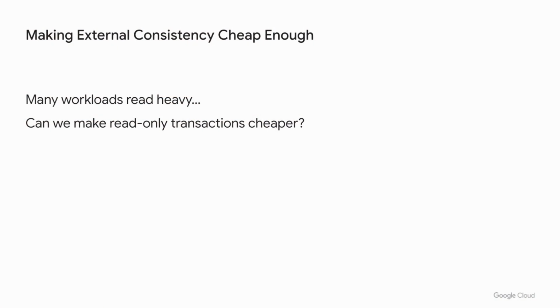I was being a little bit glib earlier when I said, users expect external consistency, so we should give it to them. In actual fact, if external consistency was really expensive, we would just throw up our hands and say, I'm really sorry, but it's too expensive and we can't give it to you. So the trick is, can we make external consistency cheap enough? Our observation was that many workloads are read-heavy, and so if we made read-only transactions cheaper, then maybe external consistency would be a workable idea.